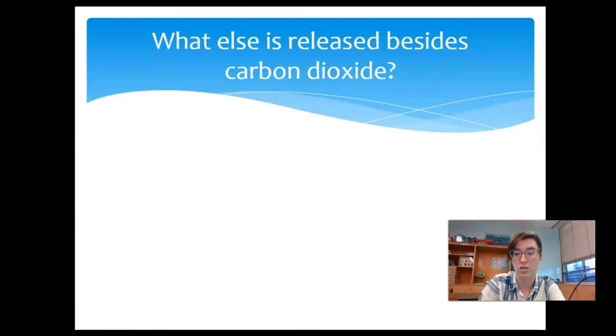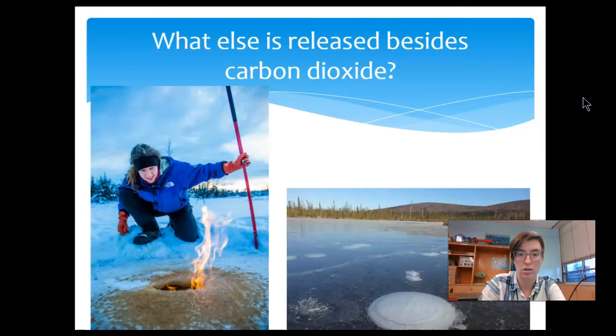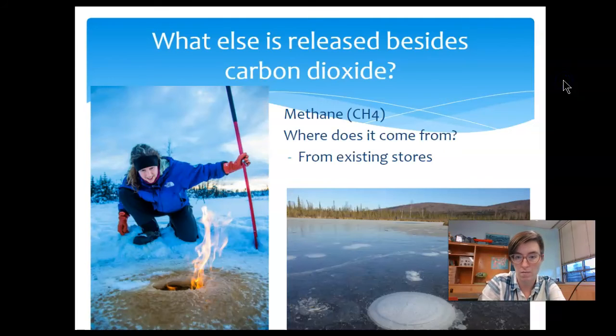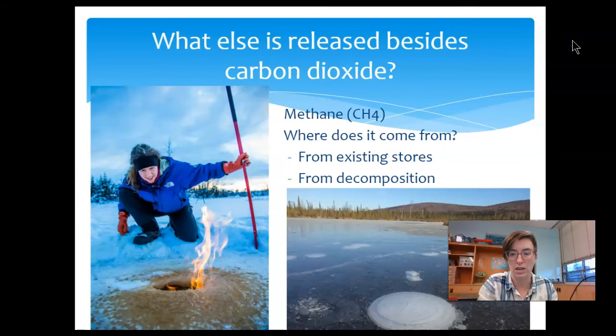Carbon dioxide is not actually the only greenhouse gas impacted in this situation. We also have methane that can be released. That can come from just pockets of methane that had been frozen under there, and as things thaw, they can be released. It can also come from decomposition. Methane can also be produced that way. And methane is a much stronger greenhouse gas than carbon dioxide, about 25 times stronger.